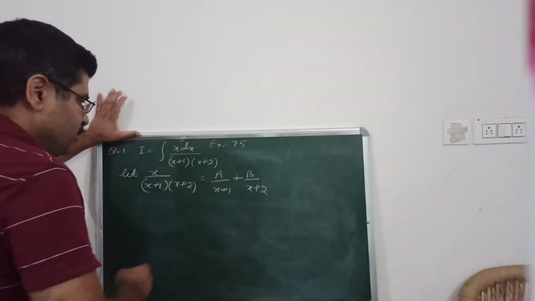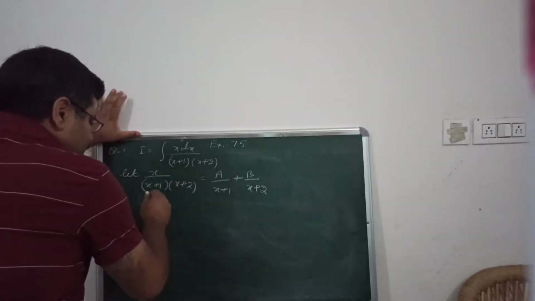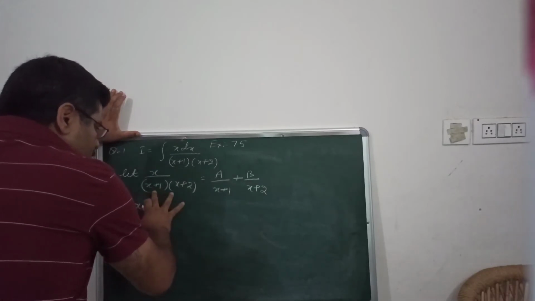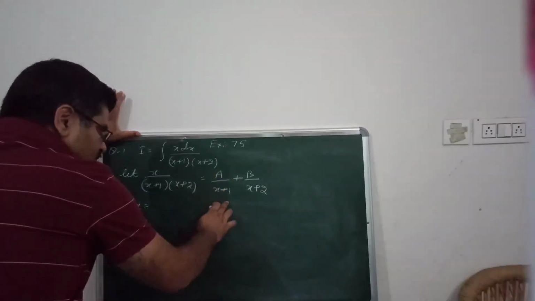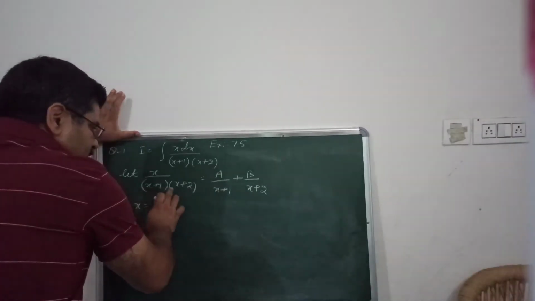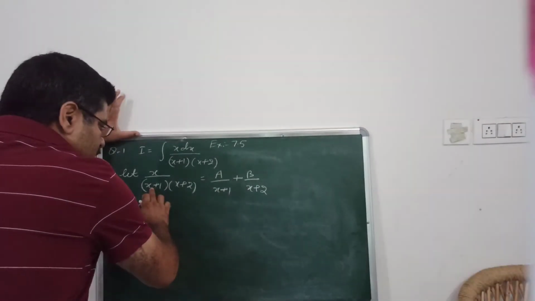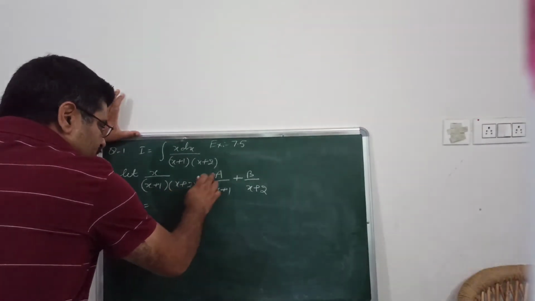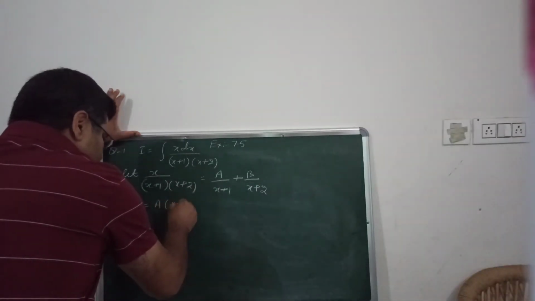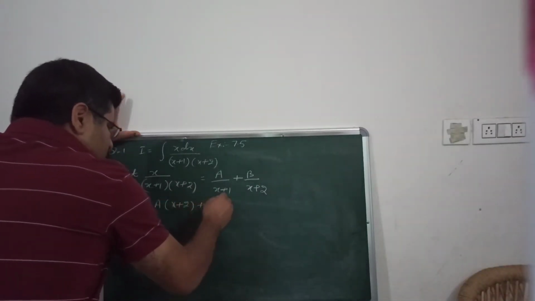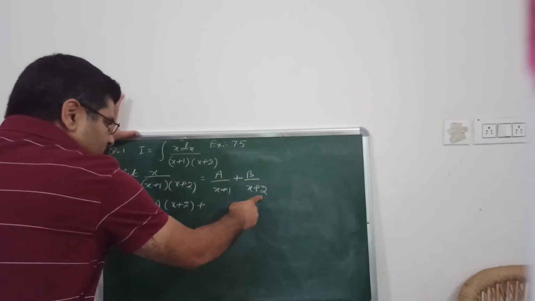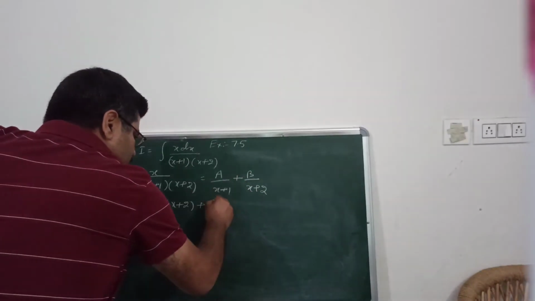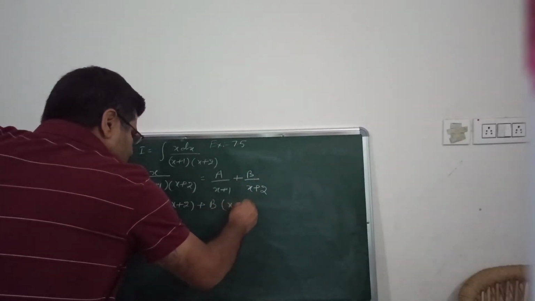Now what we will do, we will cross multiply. So x will become equal to, when we multiply the first term by (x plus 1) into (x plus 2), then x plus 1 will cancel, so x plus 2 will be left. So it will be a into (x plus 2), plus, with this, when you multiply, x plus 2 and x plus 2 will cancel, and we will get b into (x plus 1).